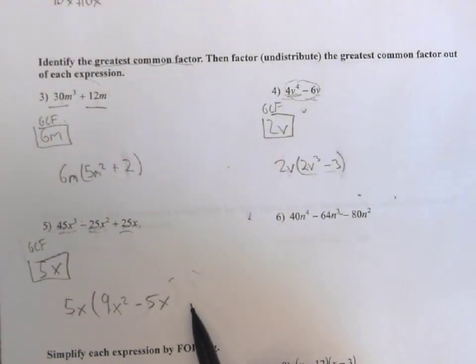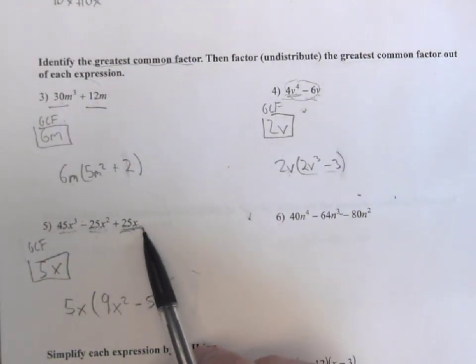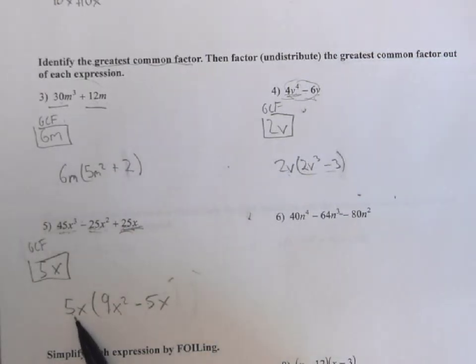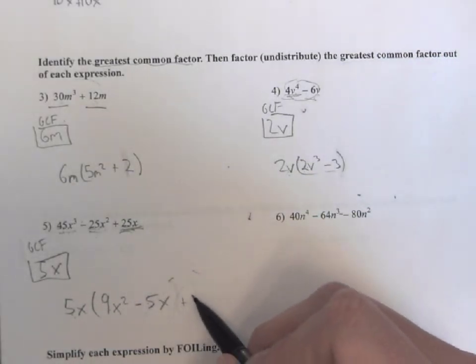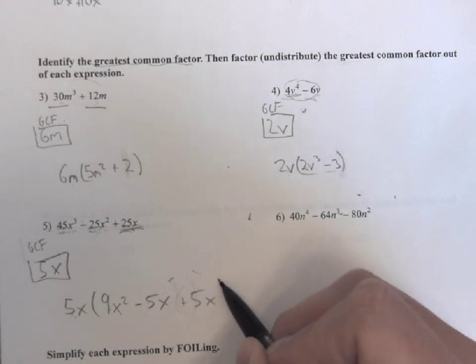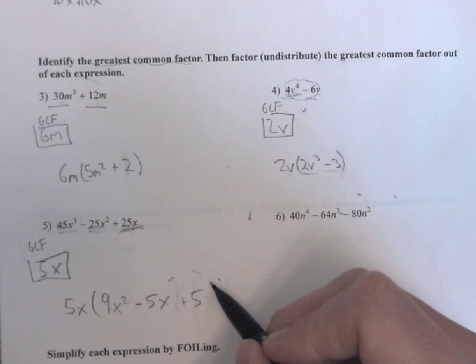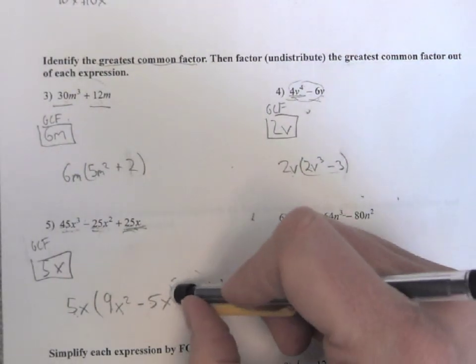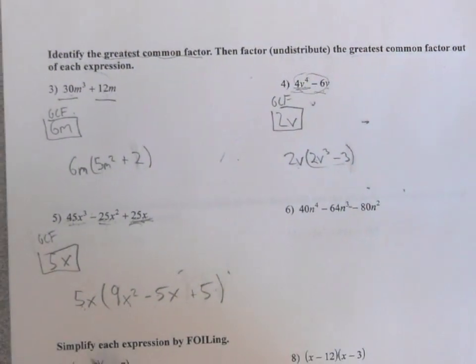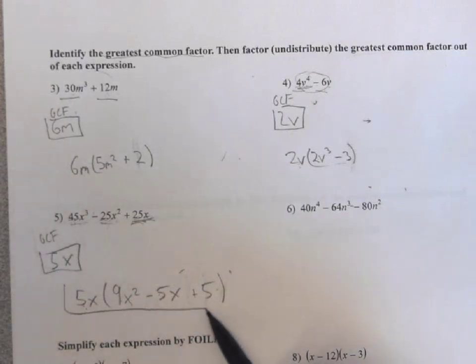We need one more term back here, and it's this positive 25x, right? So we got to figure out 5x times what number will give me 25x. Well, 5 times 5 is 25, so 5x times 5 will be 25x. Oh, just a 5, excuse me. 5x times just a regular 5. Okay, so we factor out the greatest common factor. So this is the second part of our answer.